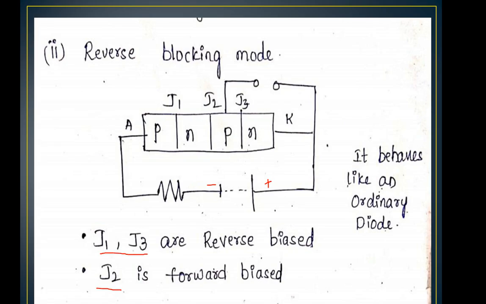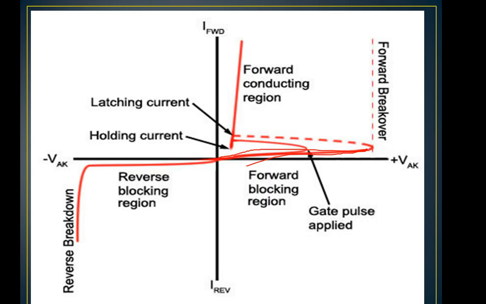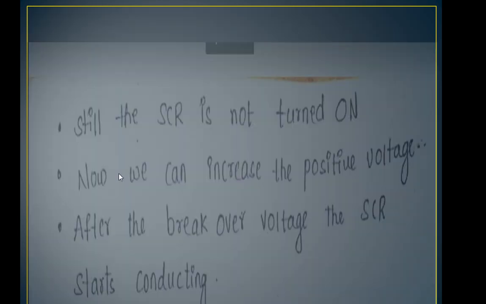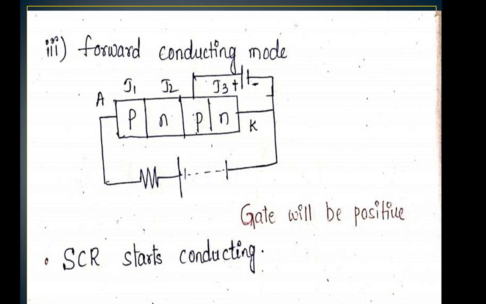So this is the second mode of operation. Anode is connected to negative, cathode is connected to positive, and J1, J3 are reverse biased and J2 is forward biased. If you observe this characteristic, it is just like the diode characteristics, but in the reverse direction. Next, the third one is the forward conducting mode.